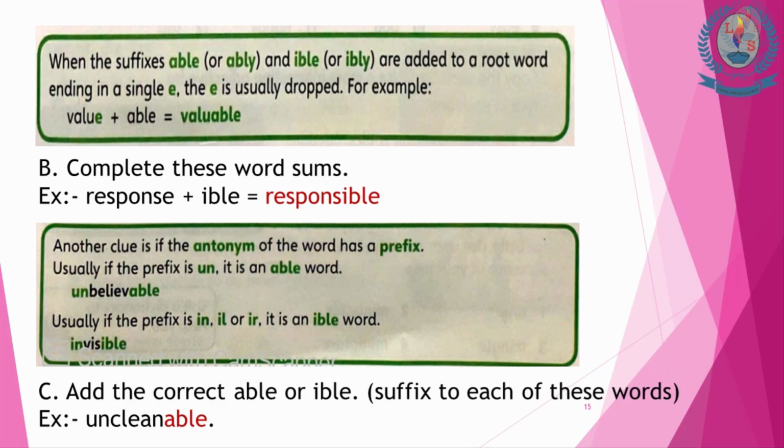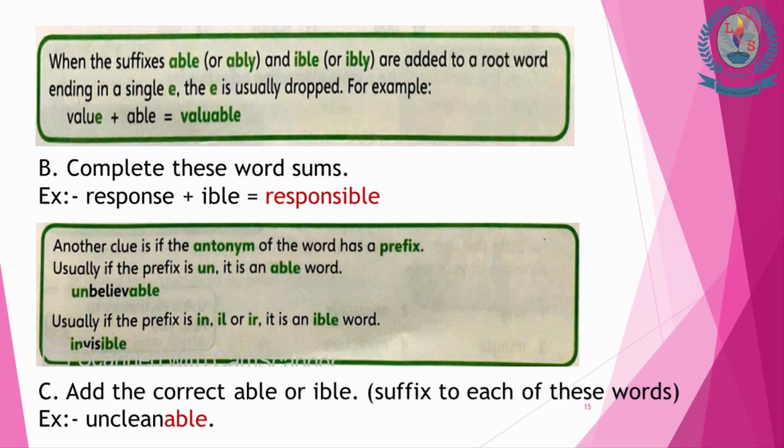When the suffixes able, ably and ible, ibly are added to a root word ending in a single e, the e is usually dropped. For example, value plus able, valuable. Look at this word value. It ends in single e. So, first you need to drop e and then add the suitable word ending.